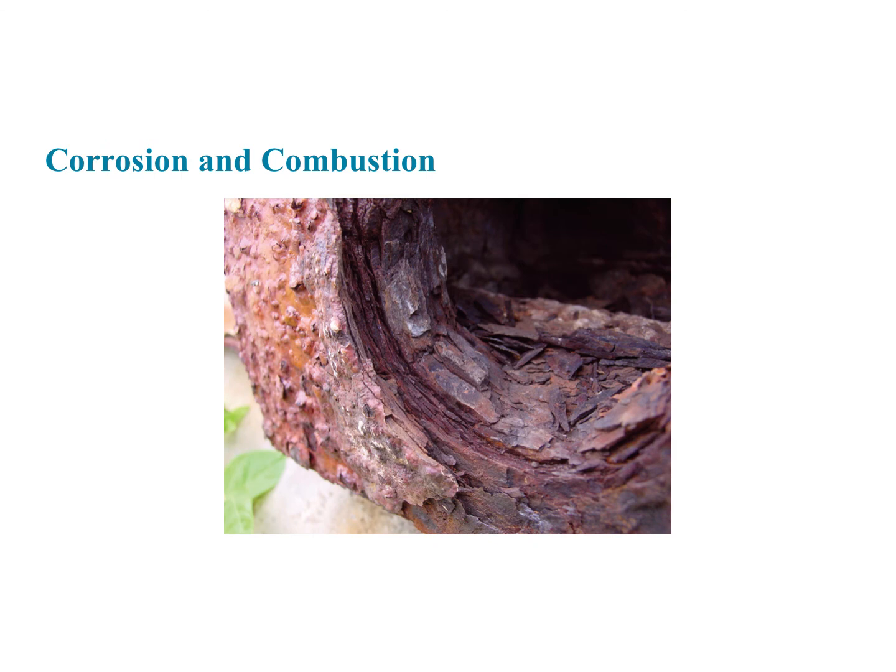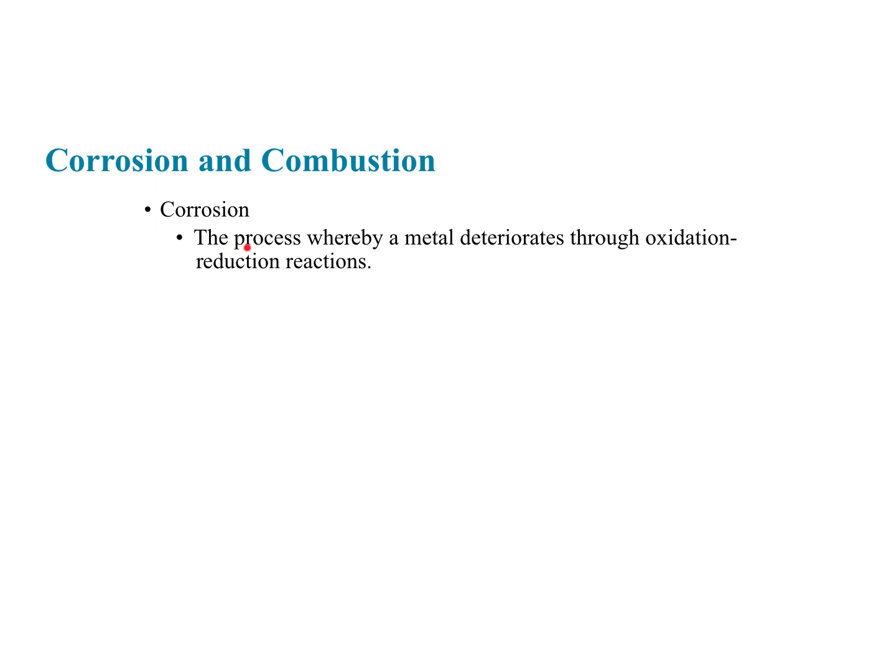So the final topics in this chapter that we want to talk about are corrosion and combustion. And these are two very, very important processes. Corrosion is the process by which a metal deteriorates through an oxidation reduction reaction. So let's take a common one that is a problem for a lot of people. Let's say you have a fence that's made out of iron. And so there's a reaction that occurs when iron interacts with oxygen and water.